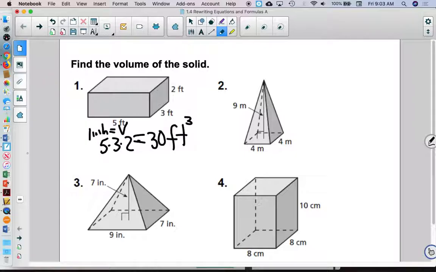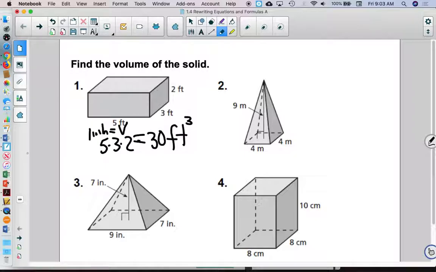Okay. What is the volume of number 2? How are you going to do it, and what is its volume? What do you think, Miss Kennedy? So you need to do length times width times height, which is 9 meters times 4 times 4. Okay, so you've got length times width times height. Is there anything else on that one due to the fact that it is a triangular prism? Do we have to do anything else to it?